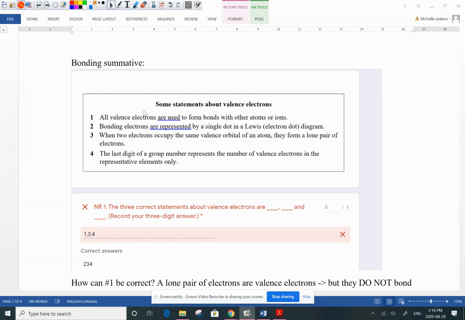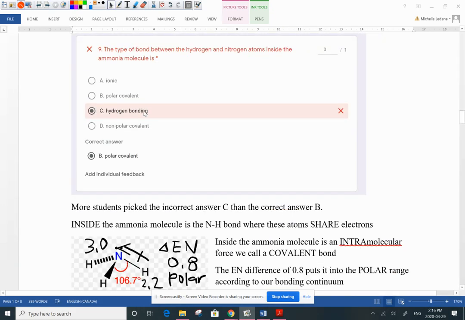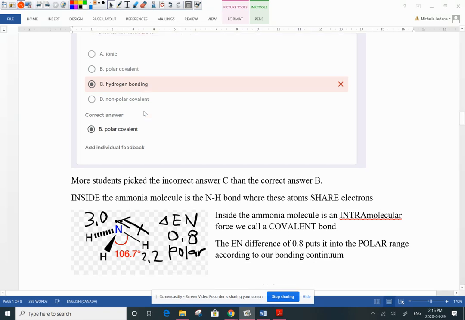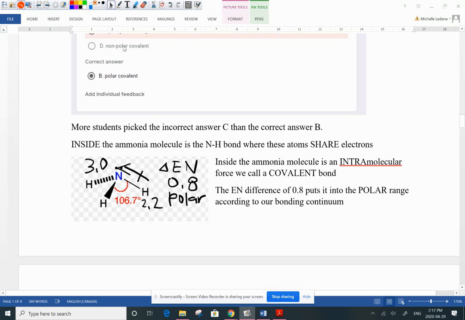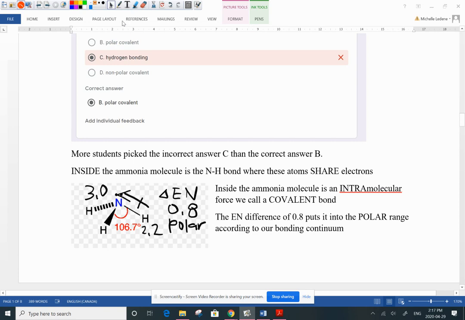Okay, let's see what we got next. Type of bond between hydrogen and nitrogen inside the ammonia molecule. Well, I think maybe students didn't read carefully here because more students actually answered this incorrectly than correctly. The correct answer is a polar covalent bond. And how did I know that? Because I'm looking inside, or within, the ammonia molecule. It is an intramolecular bond.